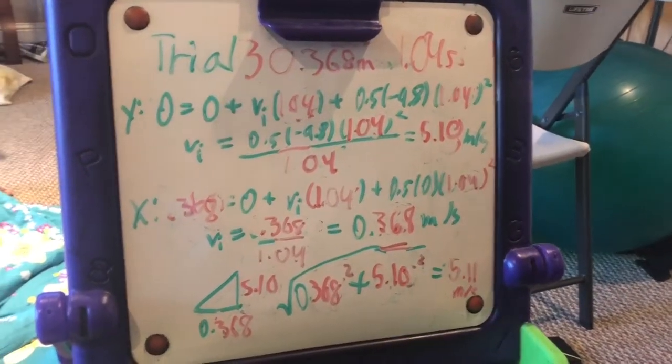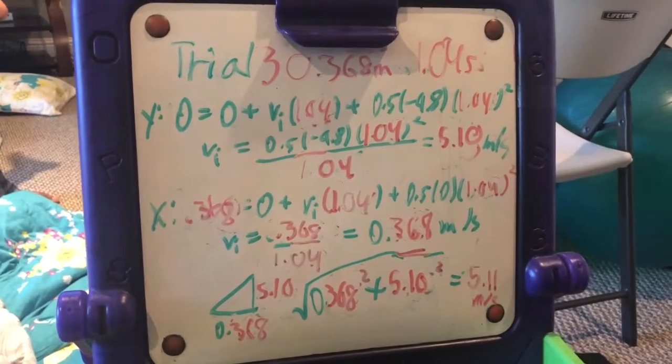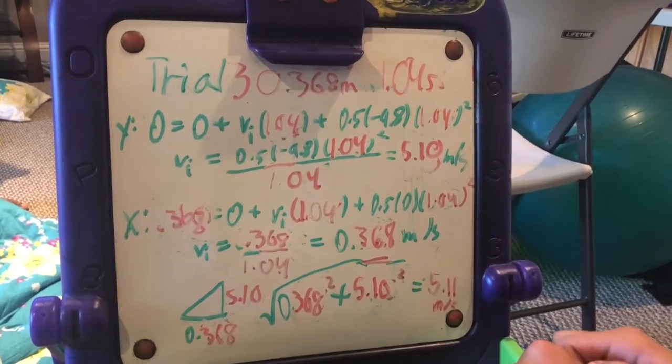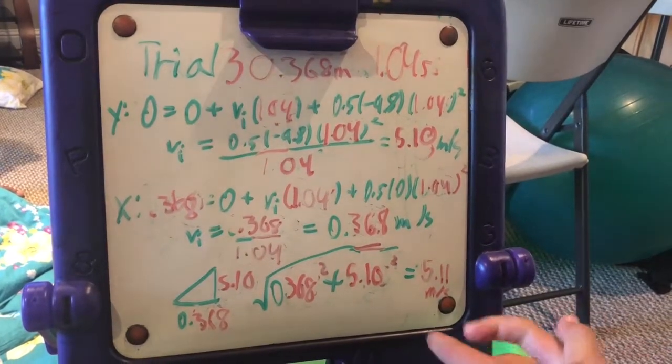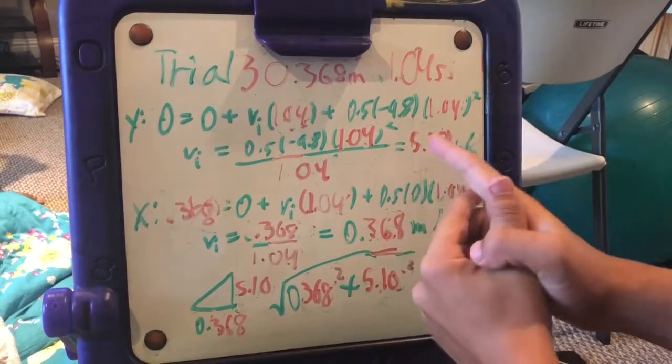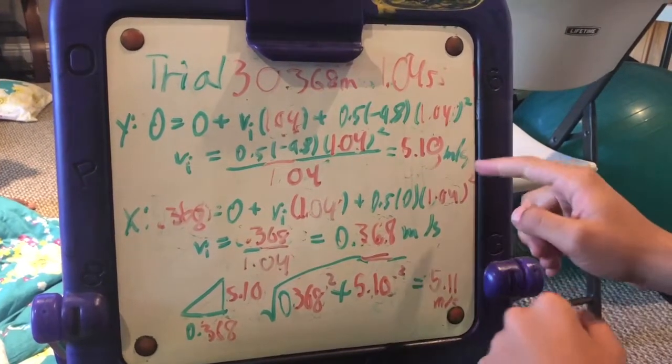For trial 3, the marble went 0.368 meters in 1.04 seconds. For the initial Y velocity, we used the second equation, and there was no initial displacement because we didn't account for the height of the cannon. So when we calculated through, we got 5.1 meters per second.